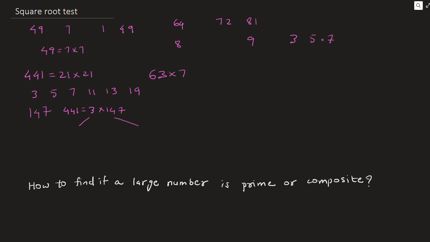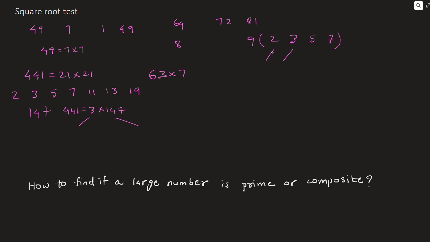So the prime numbers below 8 are 2, 3, 5 and 7. And when I divide 72 by these, 72 is exactly divisible by 2, also by 3. So hence it is a composite number.